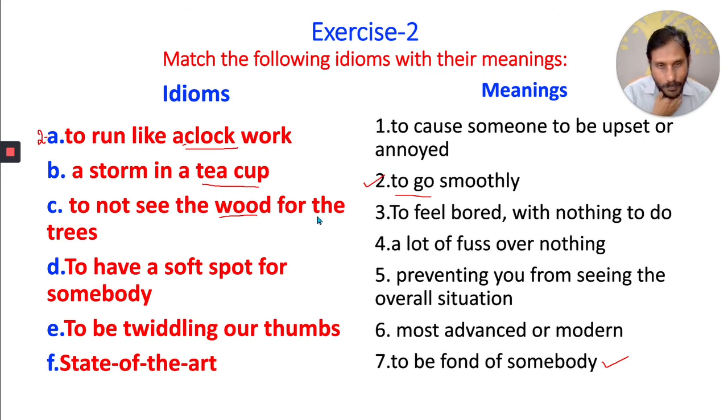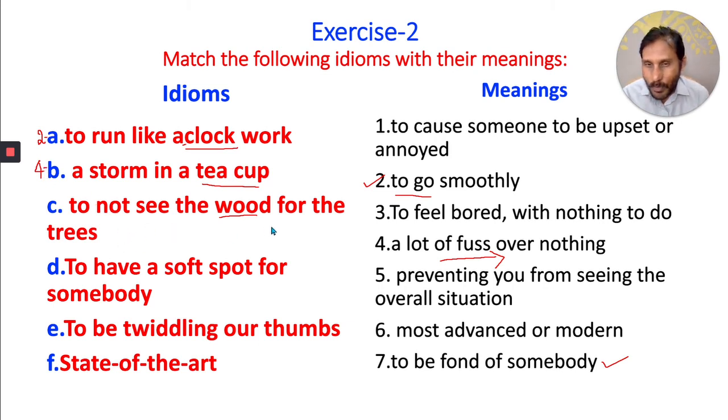A storm in a teacup. What is the meaning? A lot of fuss over nothing. You make a lot of shouting and yelling at others and there is nothing in it. You just lost your pen and you are shouting at others. Finally, after 5 minutes, somebody handed you your pen. But you are making a lot of fuss as if you lost 1,000 rupees. A lot of fuss over nothing. So number 4 matches with B.